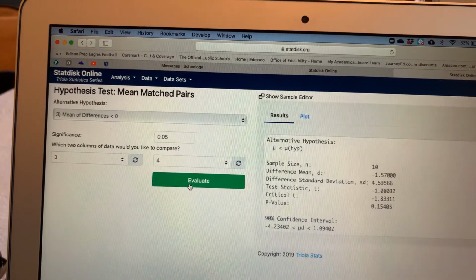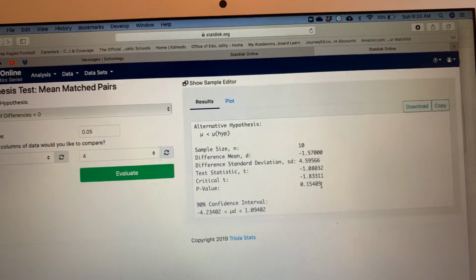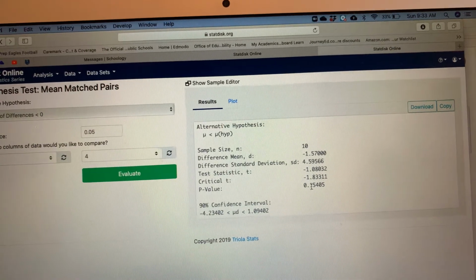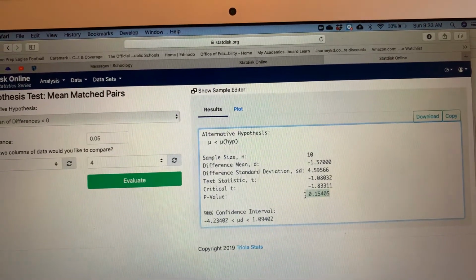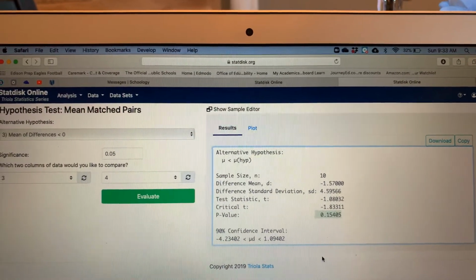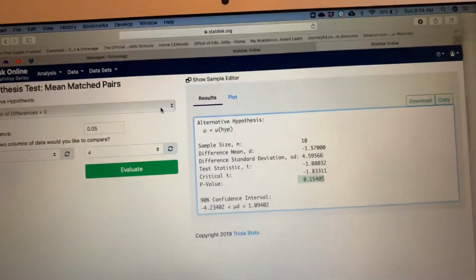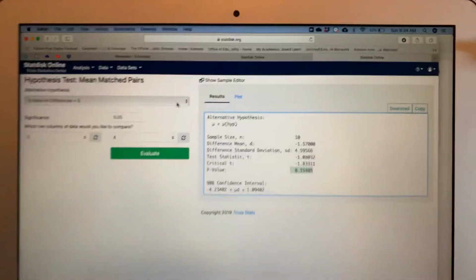So when I evaluate that, you probably got the same test statistic I did, but the p-value should be 0.15405. A lot of you got 0.30, which means you did not change your alternative hypothesis to be the correct thing. Okay. All right. So I think that's about it as far as evaluating this homework.